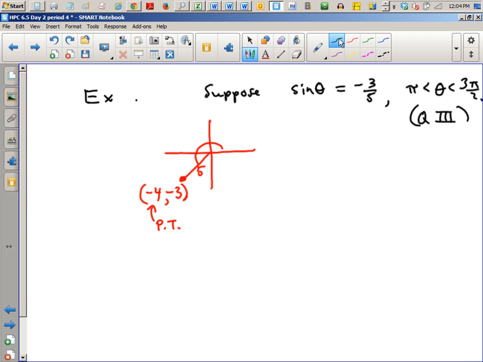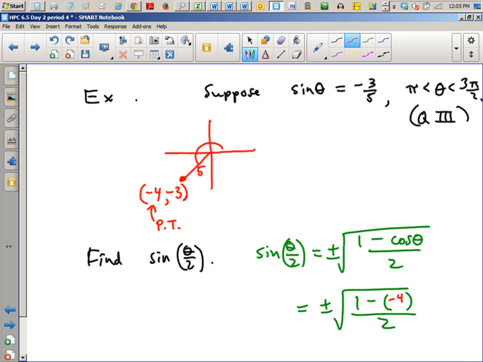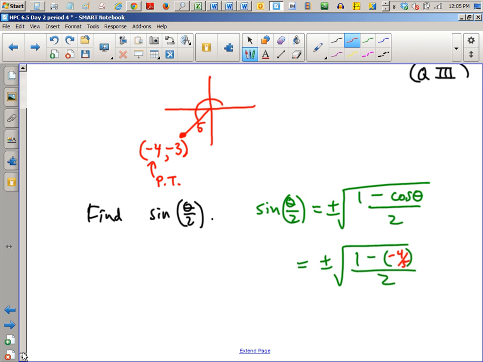And let's say you want to find sine of theta over 2. Okay, how would you do that? It's just a formula. We're going to use our new green formula. So it's on the board there. It was plus or minus square root of 1 minus cosine theta all over 2. It requires exactly one ingredient, cosine theta. That's all you need. Well, look at the picture. What's cosine theta? 4/5. No. Negative 4/5, right? So just stick that guy in there and simplify to finish.